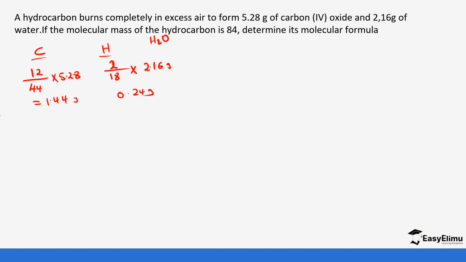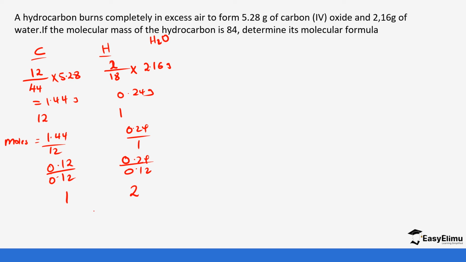And remember, this is the mass. The atomic mass of carbon is 12 and the atomic mass of hydrogen is 1. So if we were to calculate the number of moles, it will be 1.44 divided by 12 and then 0.24 divided by 1. So 1.44 divided by 12 will give us 0.12, and 0.24 divided by 1 will give us 0.24. So we divide by the lowest value, which is 0.12. So 0.12 over 0.12 gives 1, and then 2.